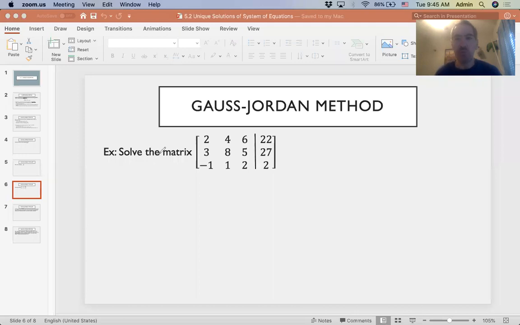So we'll start off with the same steps. We want to get this leading term in the first column to be 1. We can do that by multiplying row 1 by the multiplicative inverse, 1/2. And we multiply everything in that first row by 1/2. So that becomes 1, 2, 3, 11. Everything else stays the same.